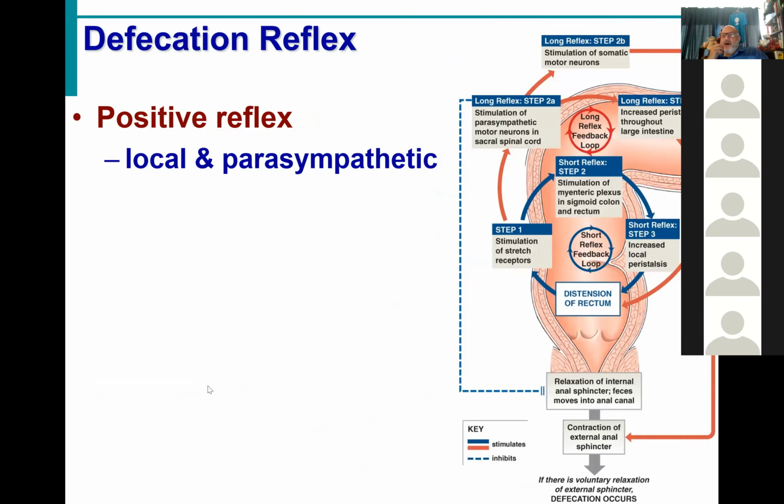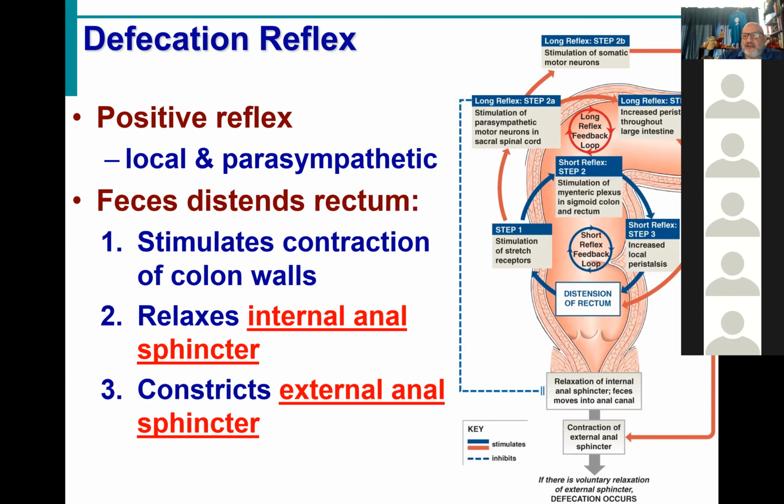And again, there's two parts of it. There is a local portion, and there is that long portion that goes through the sacral spinal cord through our parasympathetic nervous system. Right, so we stimulate contraction of the wall, we relax the internal sphincter, we constrict the external anal sphincter so that defecation doesn't occur right away. Instead, we wait till we get to a socially appropriate location, and when both sphincters are relaxed, voiding can occur.